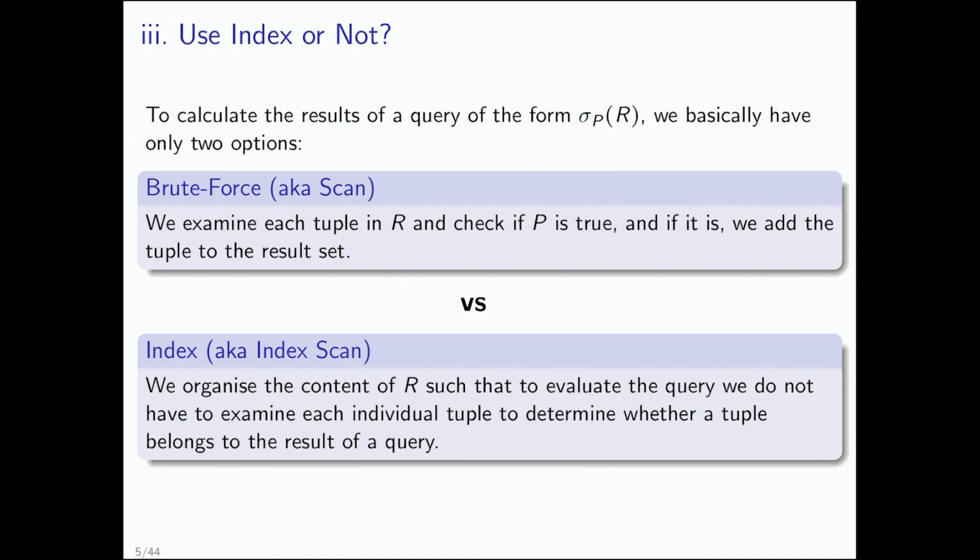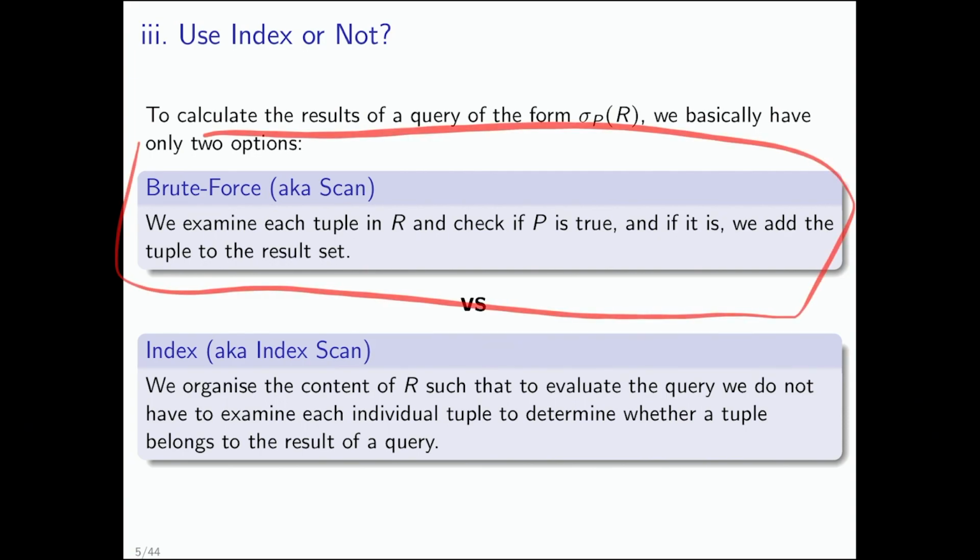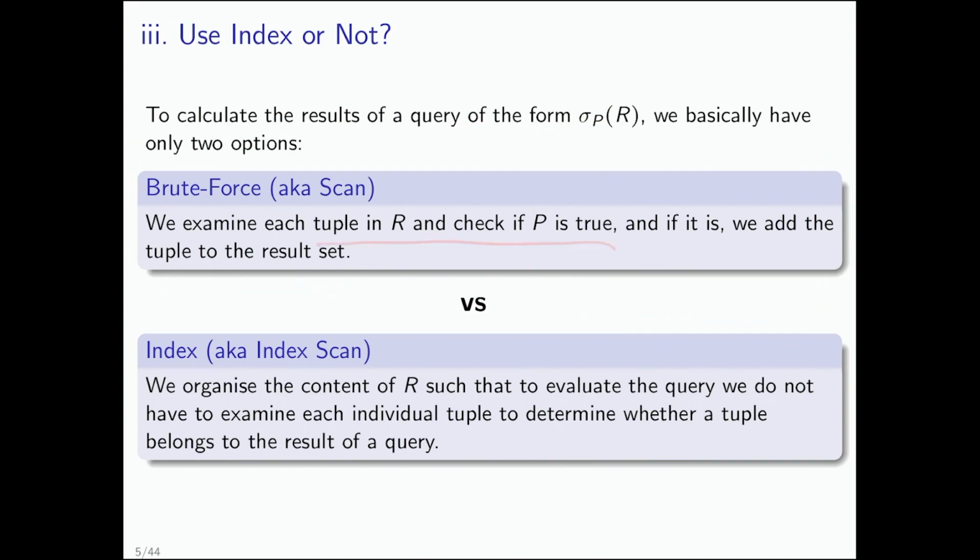Basically there are only two plans to translate a selection into something physical. If you have a selection with a predicate on relation R, of course, you can do what we call a scan or a brute force evaluation of that plan. That means we examine each tuple in R and check if the predicate holds. If that is the case, we add the tuple to the result set, so we send it to the next operator. That's why I say it's O(n) complexity, because the number of tuples in the input determines the complexity of this operation.